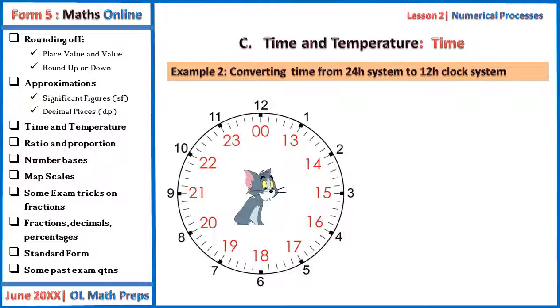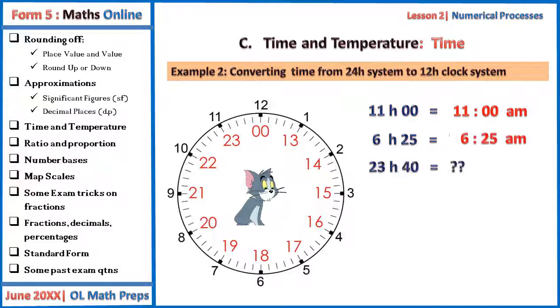In these other examples, or in example 2, we are converting from the 24-hour clock system to the 12-hour clock system. So 11 hours corresponds to, these are the first 12 hours of the day, so it is maintained, 11 a.m. Now AM comes in because we are talking about the 12-hour clock system. 6 hours 25, the same thing, 6:25 a.m. 23 hours 40, this is during the second 12 hours of the day, so that is PM. So we subtract 12 hours from 23 hours 40, and that will give us 11:40 p.m.